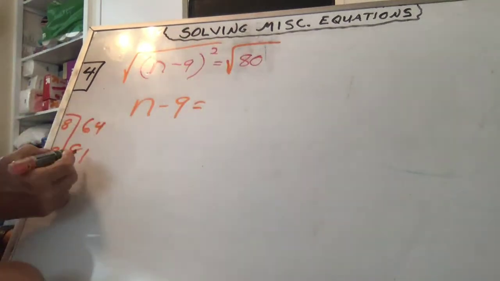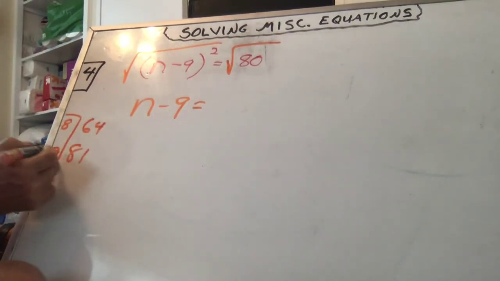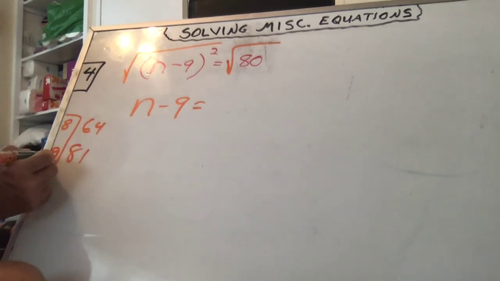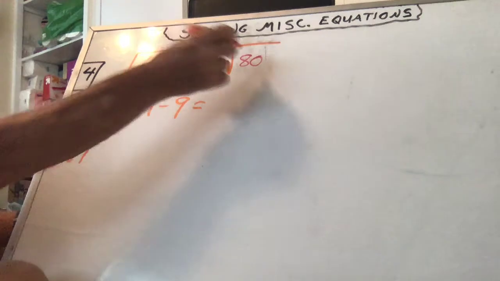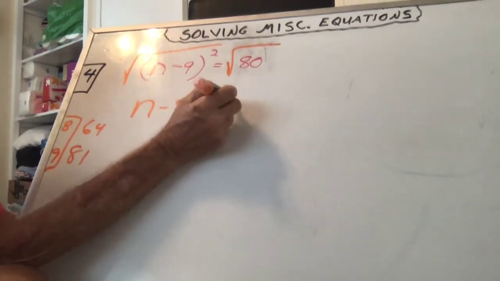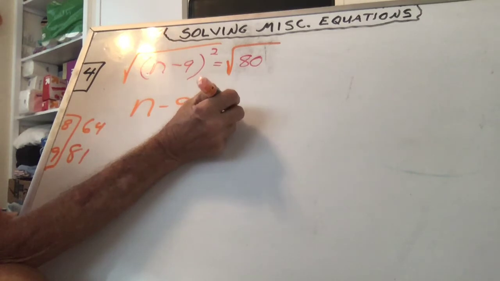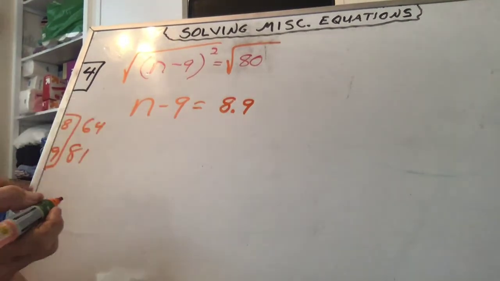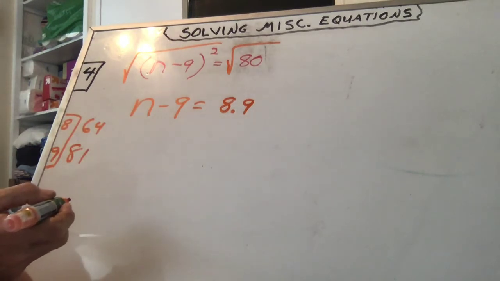So 80 is just under 81. So it's not 9.1. It has to be 81 to get to 9. So it's right before 9. So a little less than 9, because 80 is a little less than 81. So approximately equal to 8.9, I'll call it. A number almost up to 9, but not quite there.